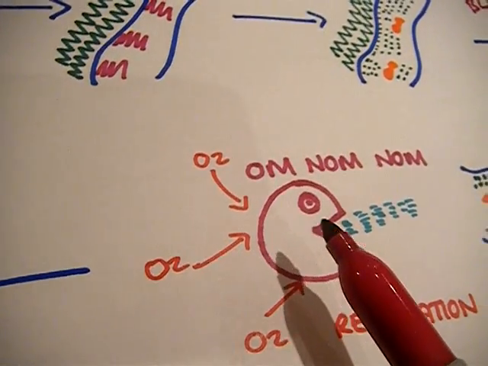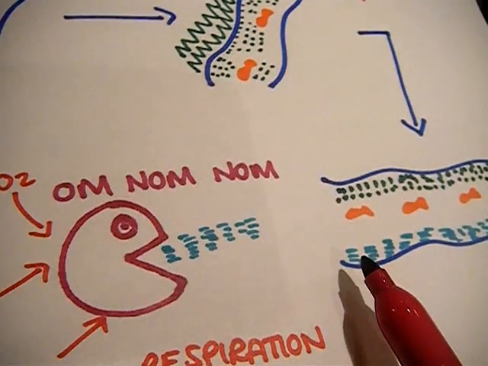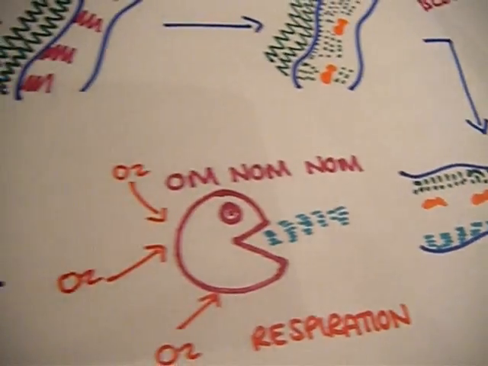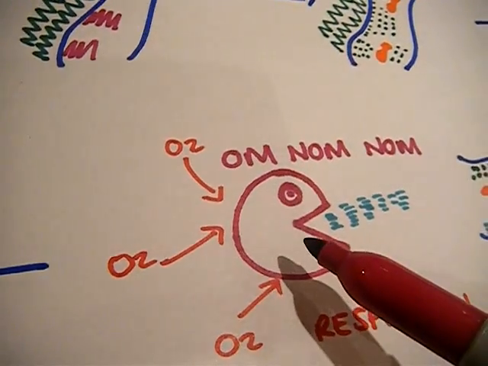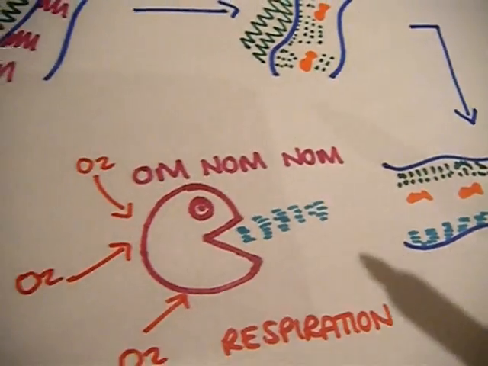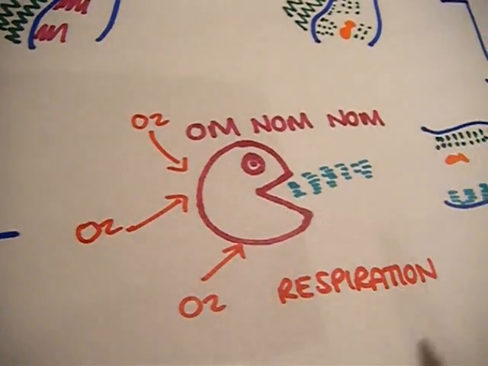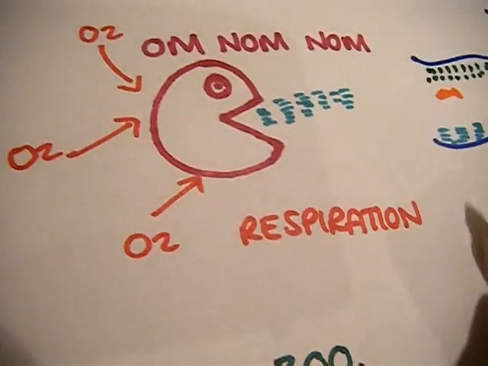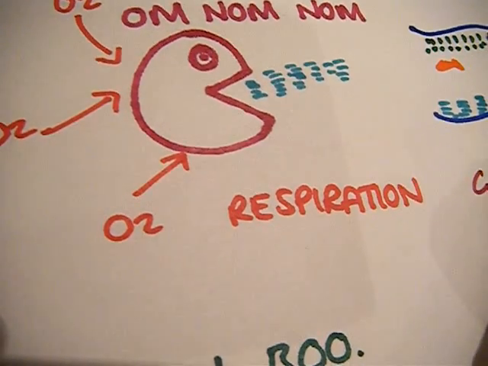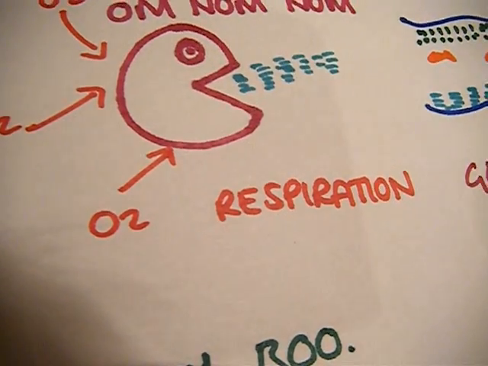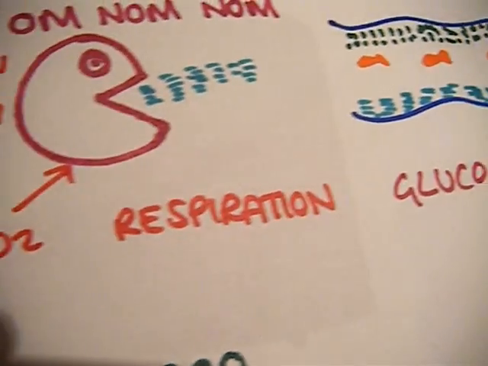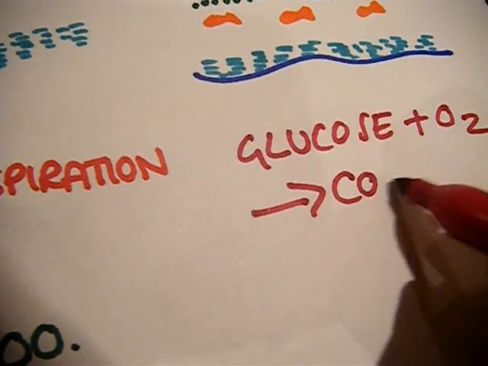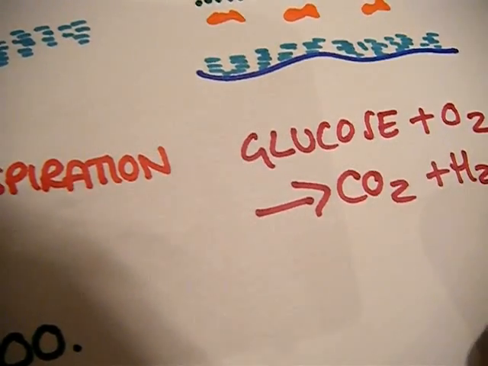Bacteria come along and start to eat and break down the dead stuff on the bottom of the river. In order for the bacteria to do this, it needs oxygen to undergo the process of respiration. So the process of respiration is sugar plus oxygen produces carbon dioxide and water.